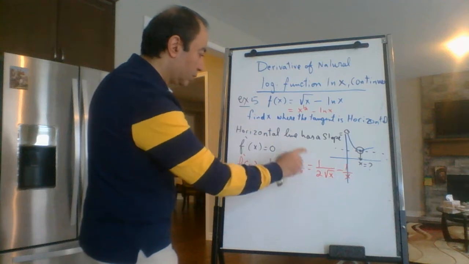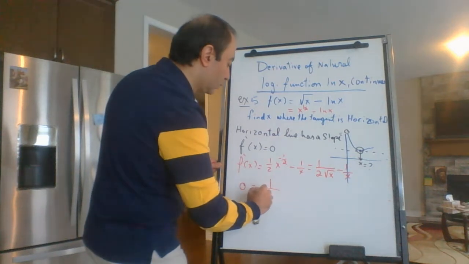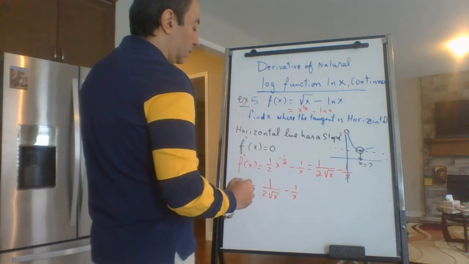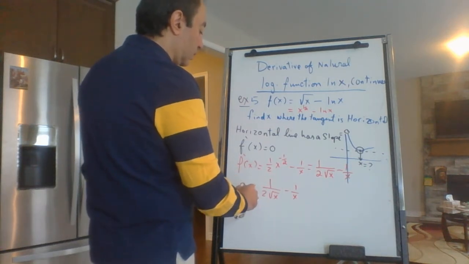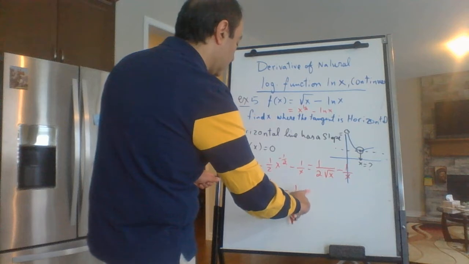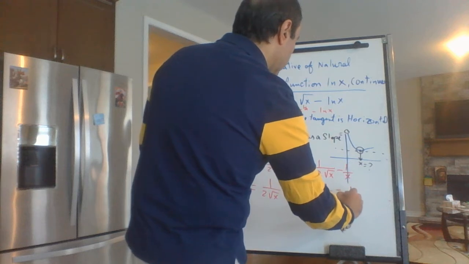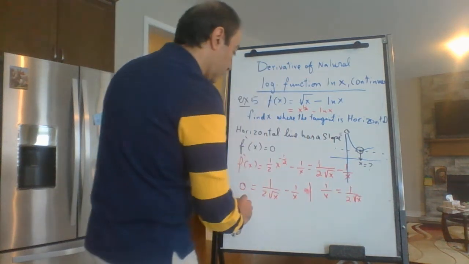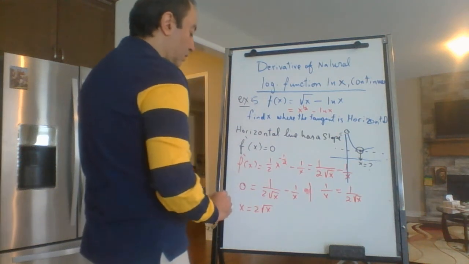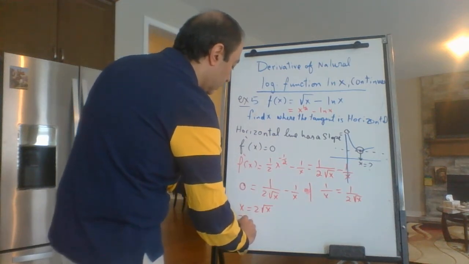Now we need to solve for x. So 0 equals 1 over 2 square root of x minus 1 over x. Send this to the other side and cross multiply. So this is the same thing as 1 over x equals 1 over 2 square root of x. That means x equals 2 square root of x. We square both sides, so x squared equals 4x.